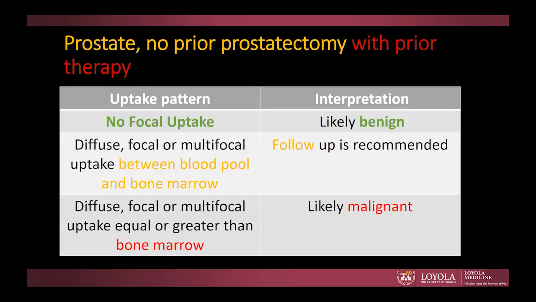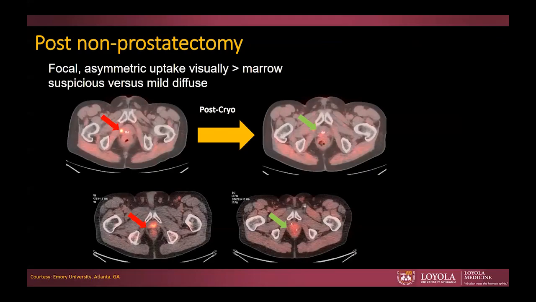For patients that had prior radiation therapy, no prostatectomy, the same concept, but now you can see that we're looking at diffuse, focal or multifocal uptake that is equal or greater than marrow. This is where you're going to call it malignant. So this is an example on the left side. Focal uptake was truly biopsied, and then cryo showed resolution, and this is an example of benign. And again, focal uptake in a larger area in the prostate, likely malignant, and then homogeneous mild uptake, not significantly above the blood pool, and therefore this is likely benign.